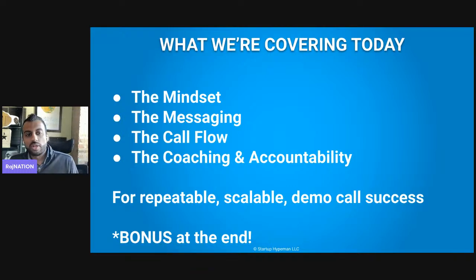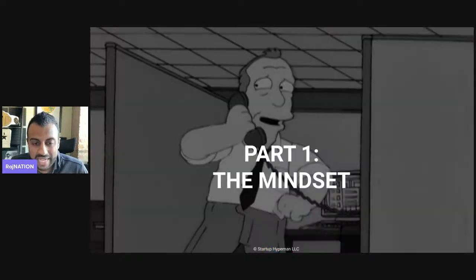So the 4 aspects we're going to cover here are the right mindset, the right messaging, the call flow that you need to institute, and the coaching and accountability for repeatable, scalable demo call success. You've got to have all these 4 things working well with one another. That's why I'm covering all 4 of these things. And I've got a cool bonus we'll share with you if you stick around to the end as well. So with that said, let's dive into part 1, which is the mindset.